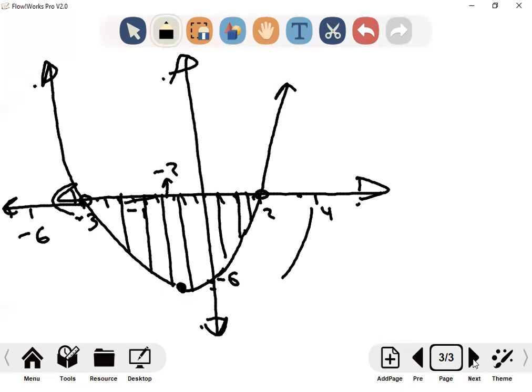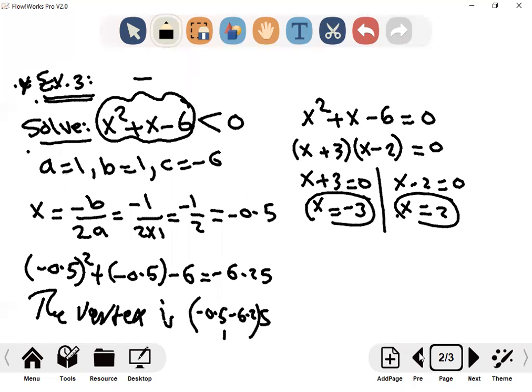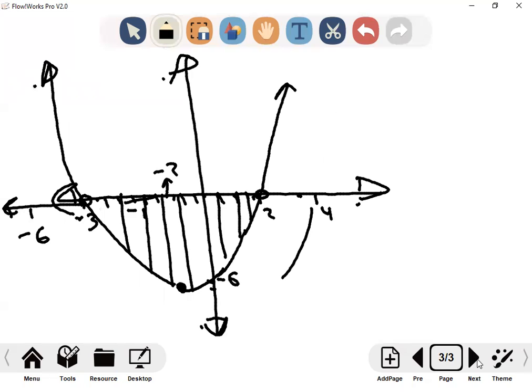Give me a value here: -2. Put -2 there. We expect it will be negative, right? Put negative: positive 4, -2, 2, -6 is -4. Is -4 less than 0? Yes. So any value here in this part is a solution.